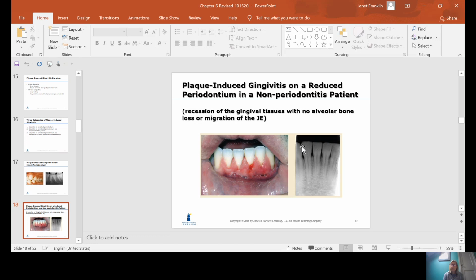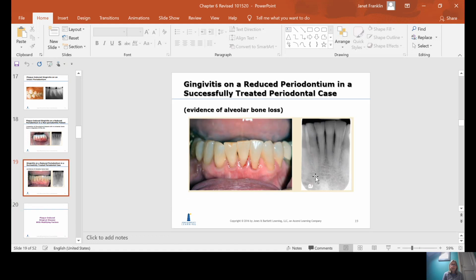But if you look at the radiograph, it shows the alveolar bone is intact. It's about 0 to 2 millimeters below the CEJ. Gingivitis on a reduced periodontium in a successfully treated periodontal case.